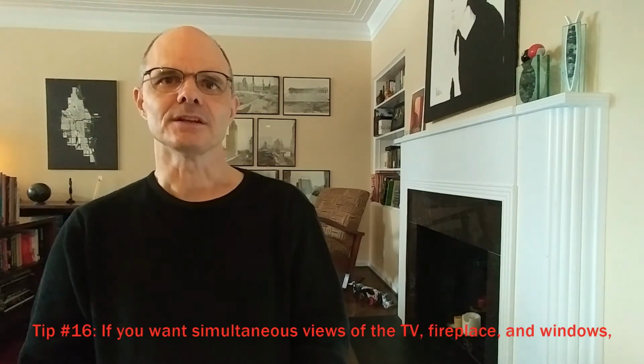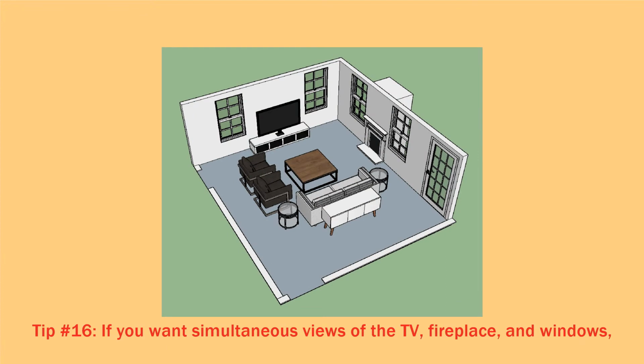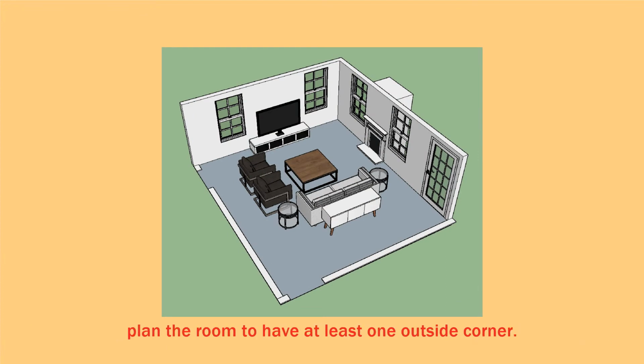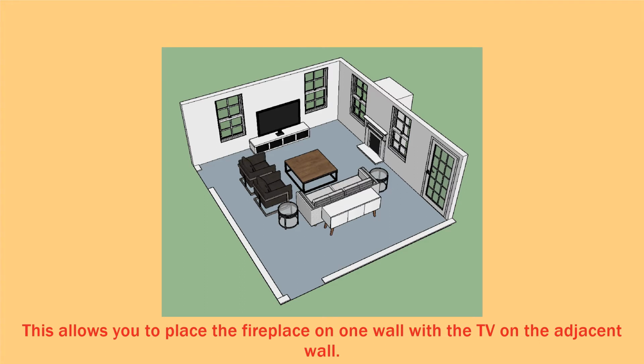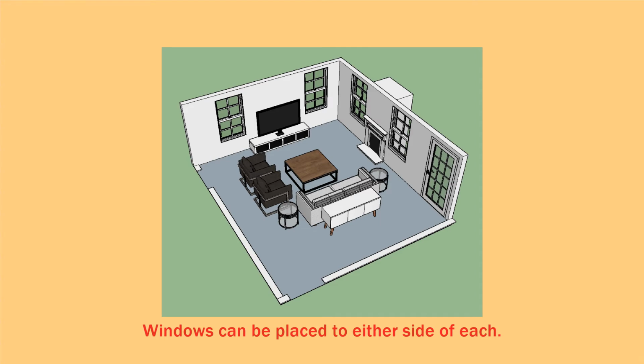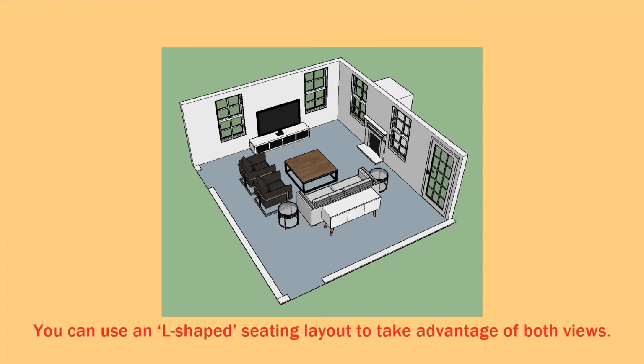Tip number 16. If you want simultaneous views of the TV, fireplace, and windows, plan the room to have at least one outside corner. This allows you to place the fireplace on one wall with the TV on the adjacent wall. Windows can be placed to either side of each. You can use an L-shaped seating layout to take advantage of both views.